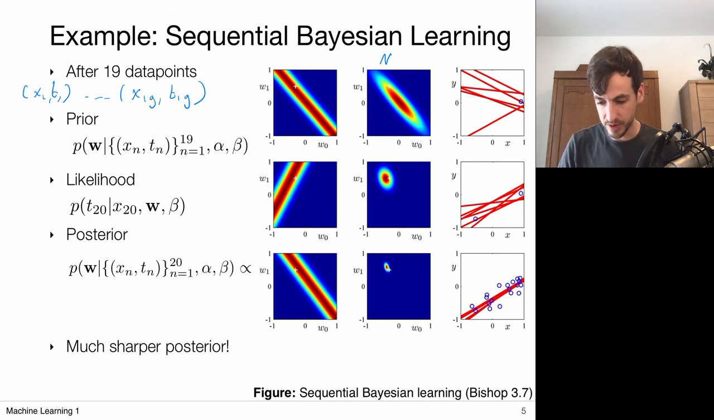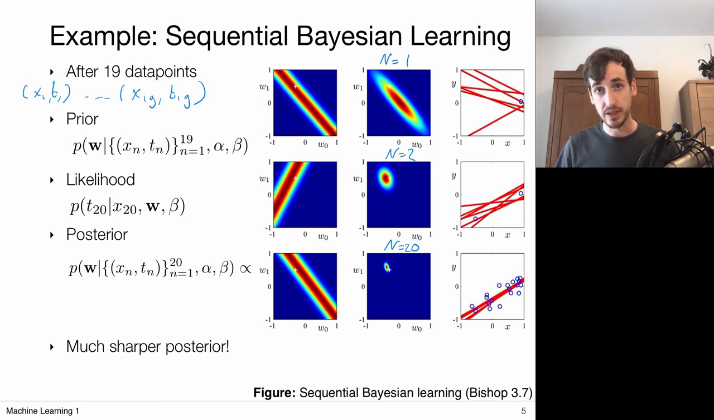So we started off with, this was after having observed one data point. This is after having observed two data points. And we keep doing this, and at some point we have this posterior after having observed 20 data points. So these 20 data points are plotted over here. And these red lines are again some random samples drawn from this distribution. And you see that they all tend to agree very much. They are very similar and they all pass through these data points.